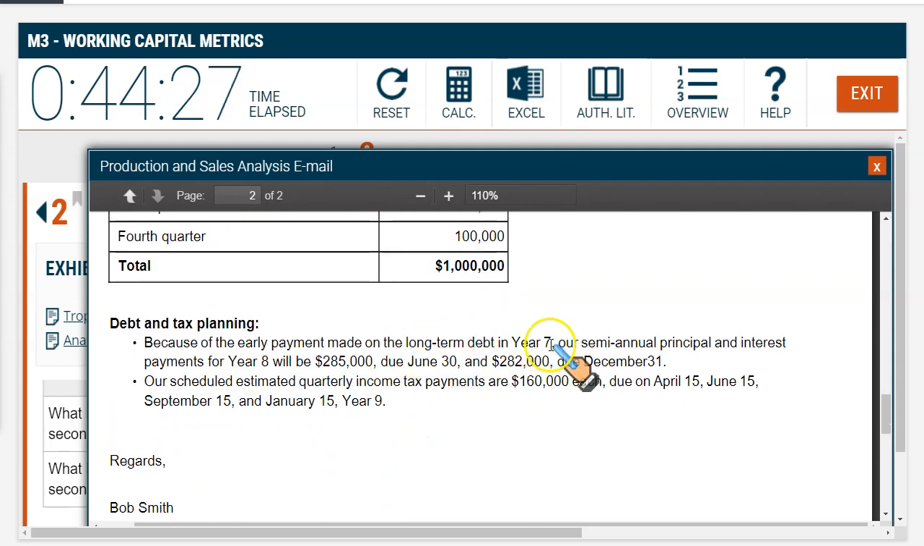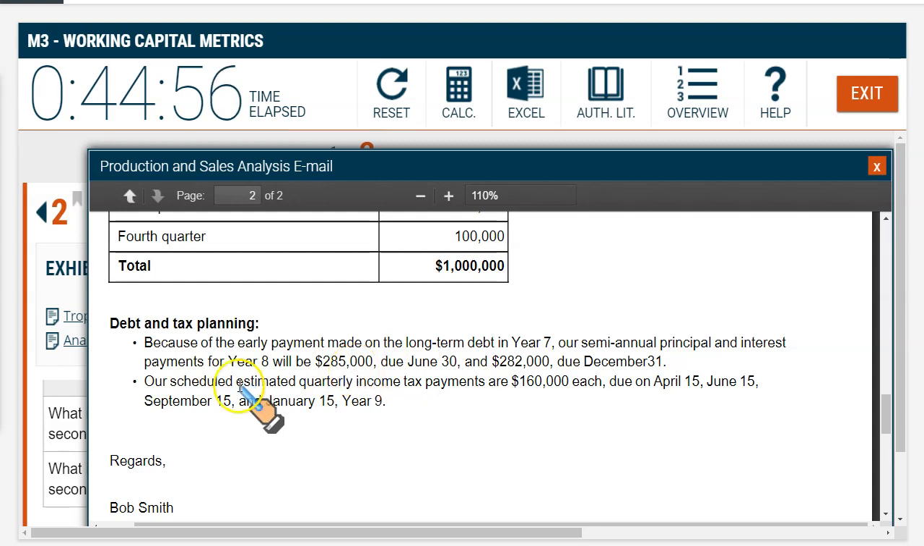Yes, it says that there are certain semi-annual payments because of the yearly payment made on the long-term debt. In year 7, our semi-annual principal and interest payments for year 8 will be 285 due on June 30th and 282 due on December 31st. So this is not our domain because this is in quarter 4. We are interested in the quarter 2 outflow. This is 285 that we are interested in. So we'll take this also.